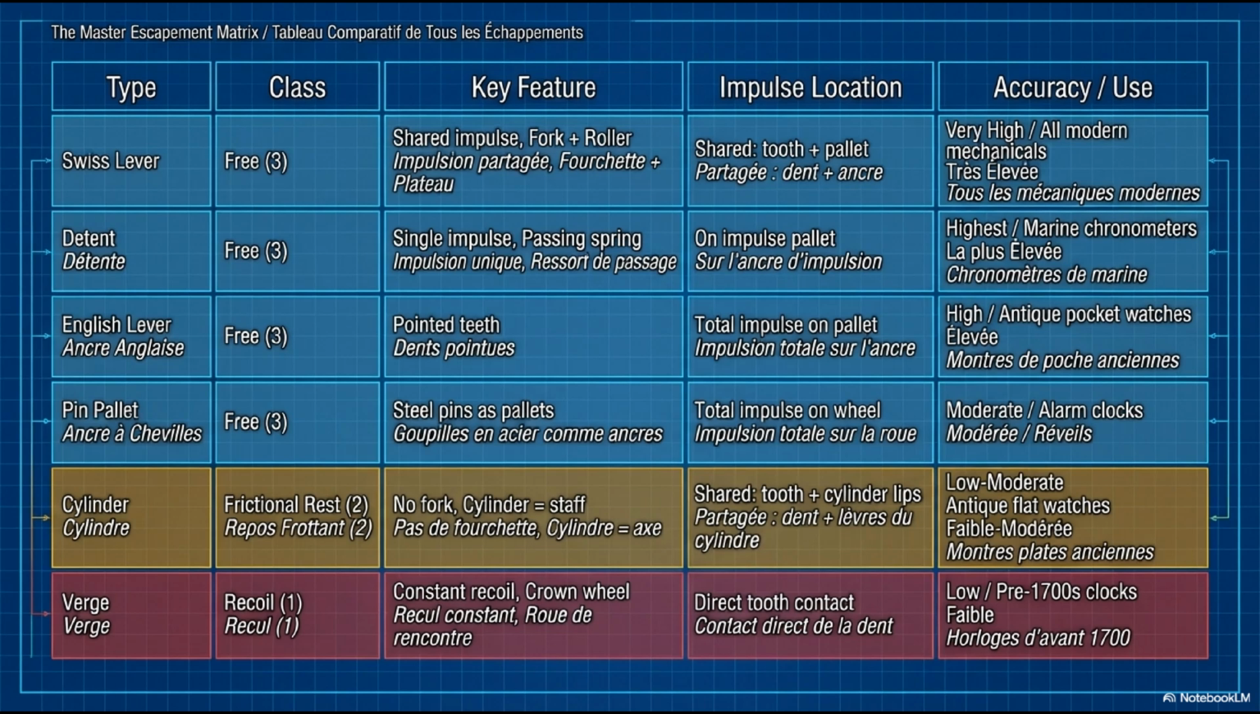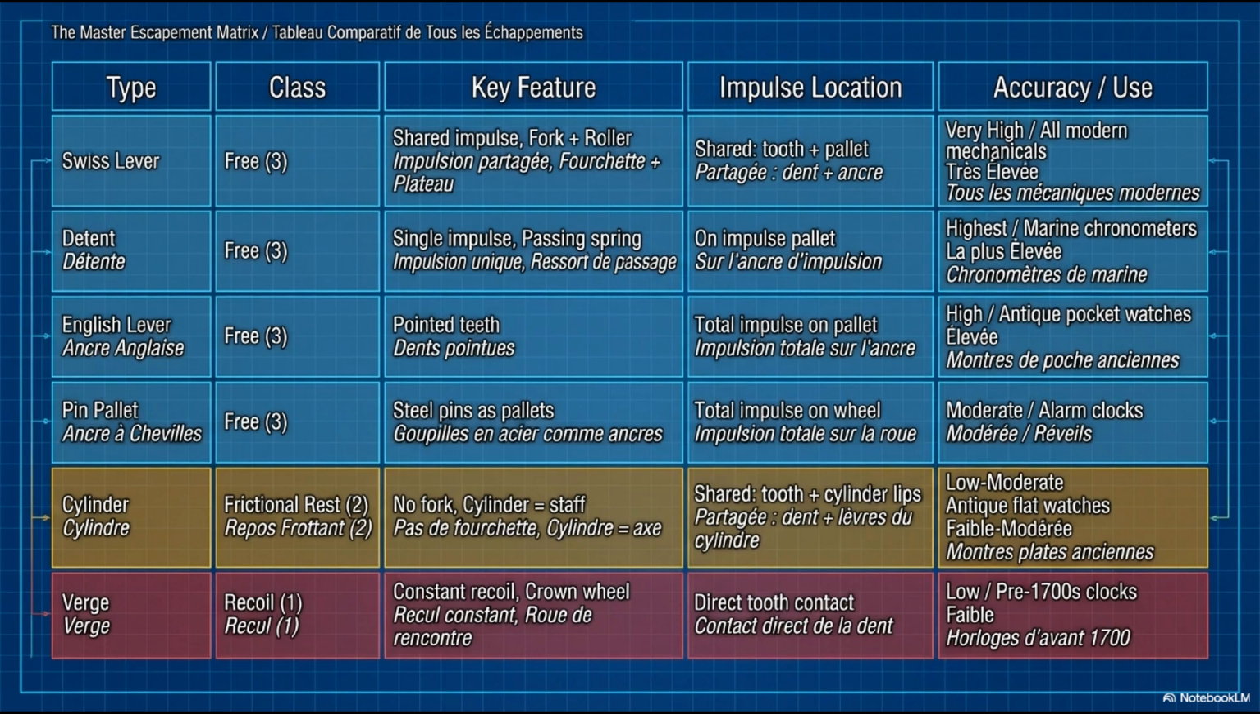Detent, Class 3 free. Key feature: single impulse per cycle, passing spring, ressort de passage. Impulse location: on the impulse pallet. Accuracy: highest. Use: marine chronometers only. English lever, Class 3 free. Key feature: pointed teeth, dense pointures. Impulse location: total impulse on pallet, impulsion totale sur l'ancre. Accuracy: high. Use: antique pocket watches.